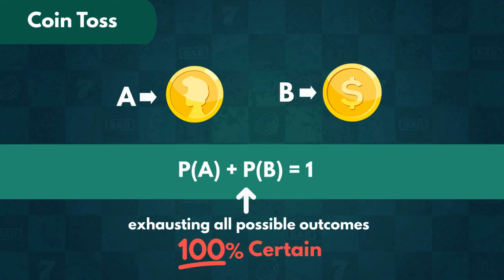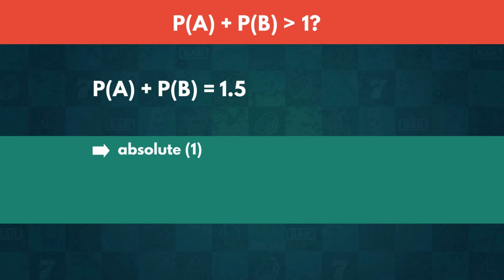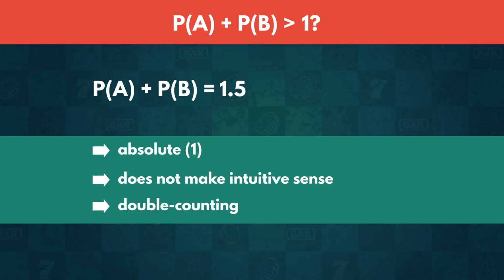So, what would it mean if we have a sum of probabilities greater than 1? Recall that probability of 1 expresses absolute certainty. By definition, we cannot be any surer than being absolutely sure, so a probability of 1.5 does not make intuitive sense. Instances where we can get such a sum of probabilities is when some of the assumed outcomes can occur simultaneously. This means we are double counting some of the actual possible outcomes.